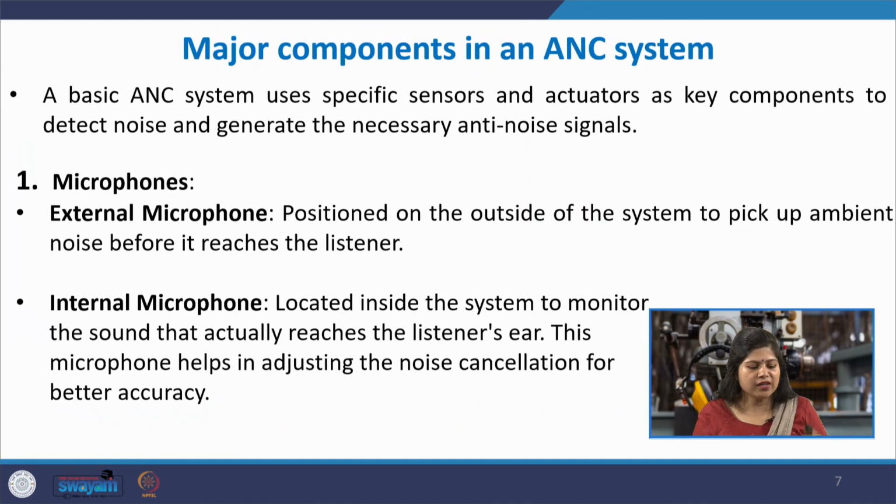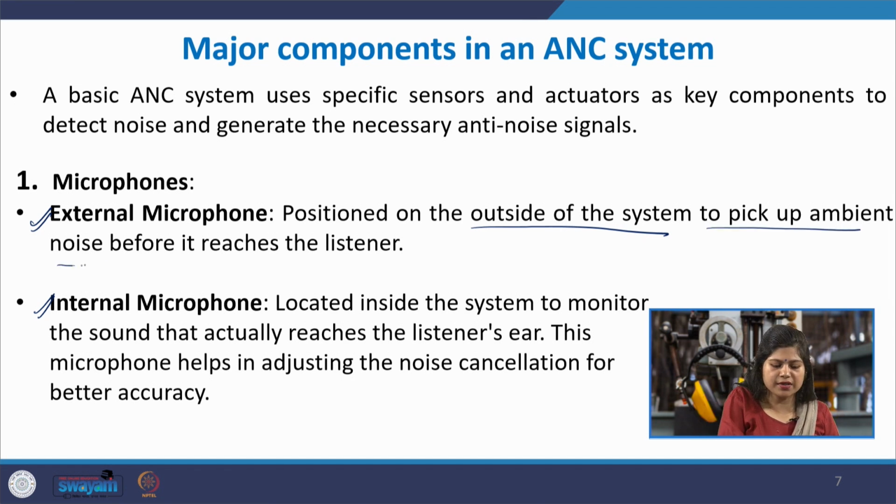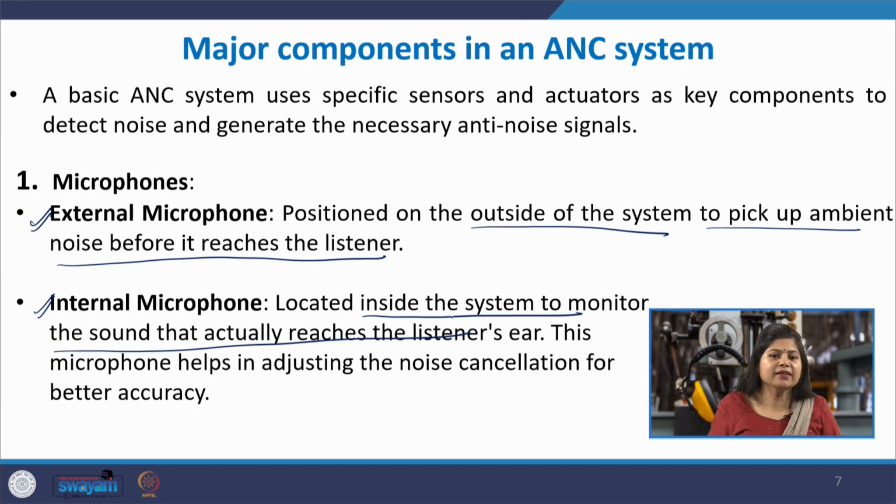You obviously have various kinds of microphones to measure the sound level, because that becomes your input for generating the anti-noise. So, in an ANC system you can have two types of microphones, external microphone and internal microphone. The external microphone is positioned on the outside of the ANC system and it picks up the ambient noise just before it reaches the listener. Okay? And the internal microphone is located very close to the listener's ear. Sometimes it is inside the listener's ear.